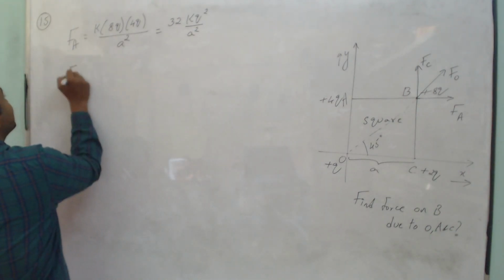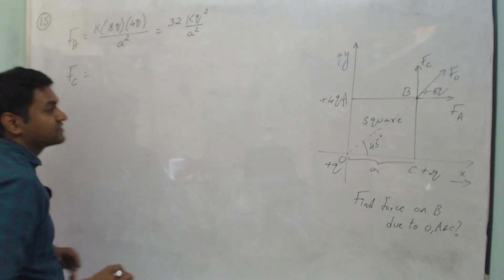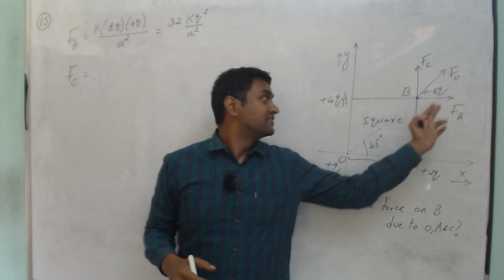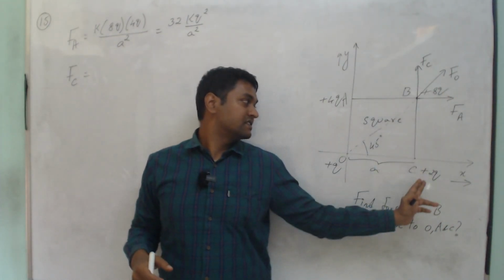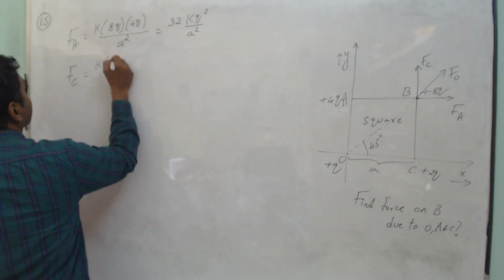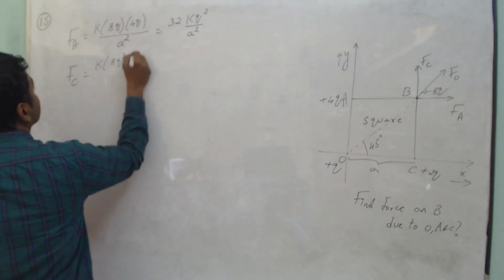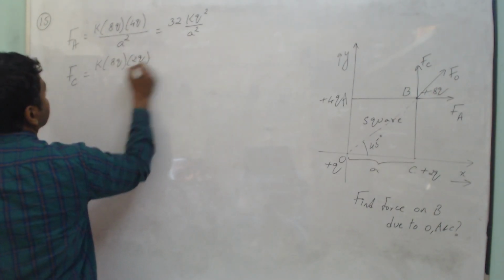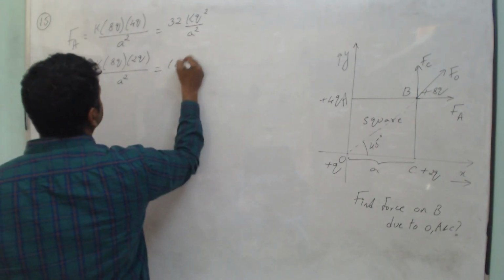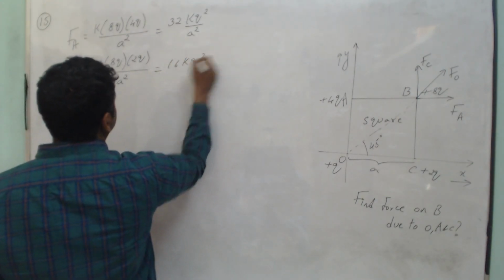So FC is again K 8Q 2Q divided by A square. And this is 16KQ square by A square, right? Yes, sir.